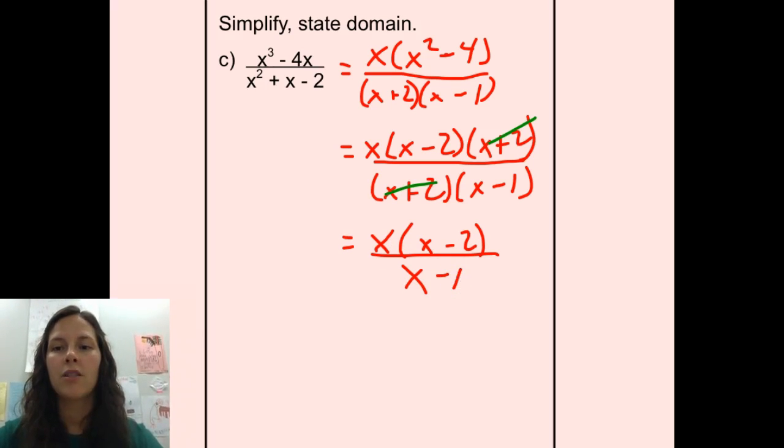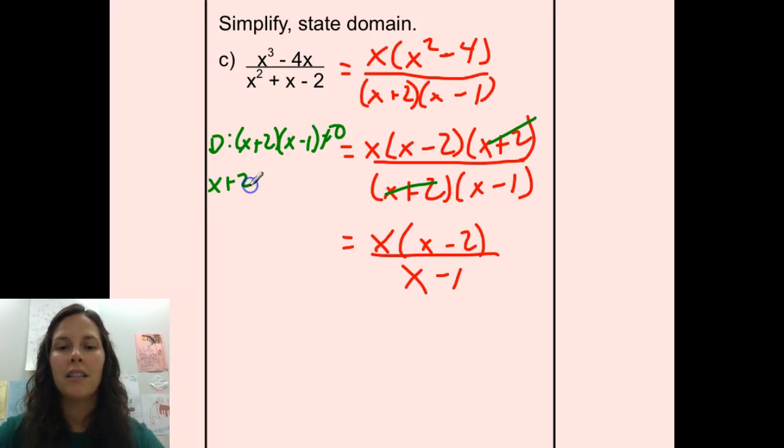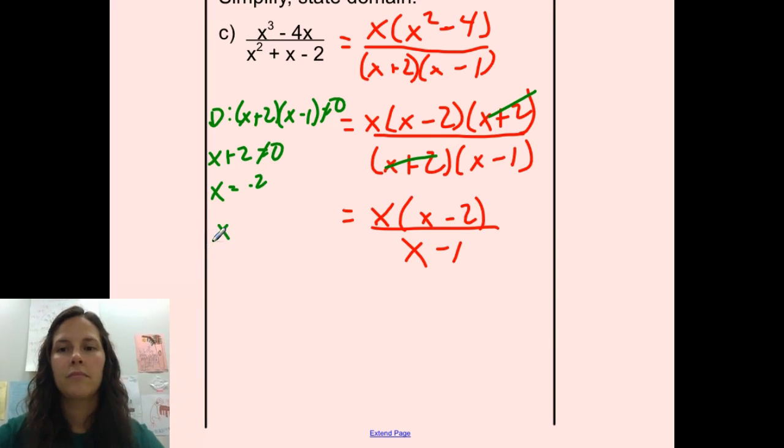And then we can talk about our domain restrictions. Again, looking at the factored form of the denominator, where we have quantity x plus 2 times quantity x minus 1 cannot equal 0. So we set each piece not equal to 0 and solve. Our domain restriction x cannot equal negative 2. X minus 1 cannot equal 0, so x cannot equal 1 are our two domain restrictions.